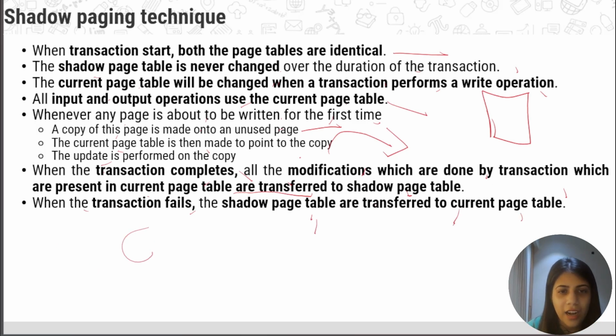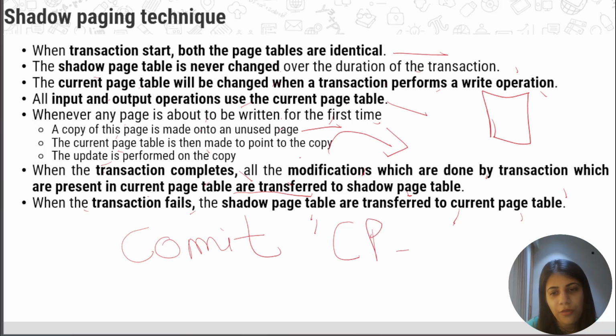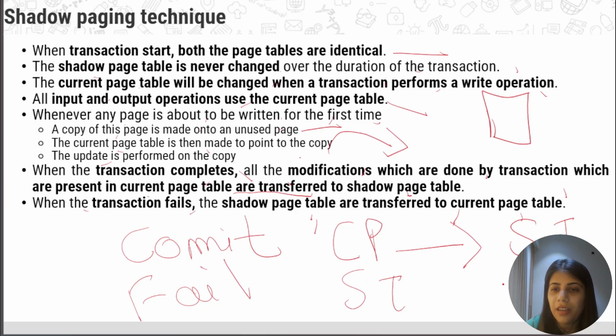So understand, if it commits, then the current page table will be transferred to the shadow table. However, if it fails or aborts, then the shadow table will get transferred to the current page table.